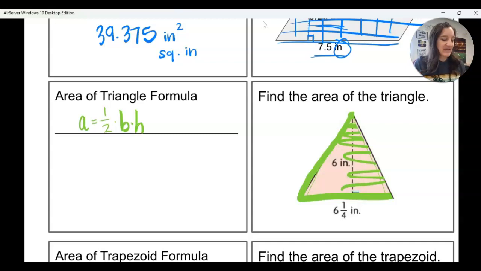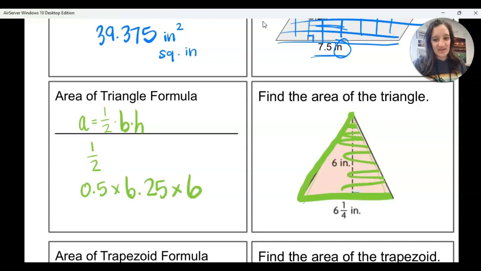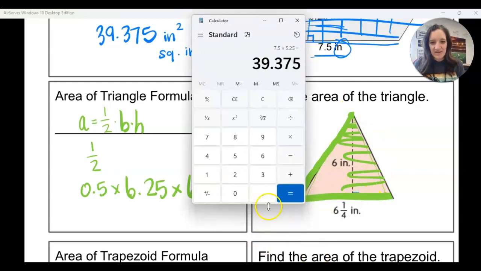So to put this into my calculator, I'm going to go 1/2, which is 0.5 times, now 6 and 1/4 is the same as 6.25, isn't it? Times 6. Okay, so I plug it into my calculator. We're going to go 0.5 times 6.25 times 6 equals 18.75.